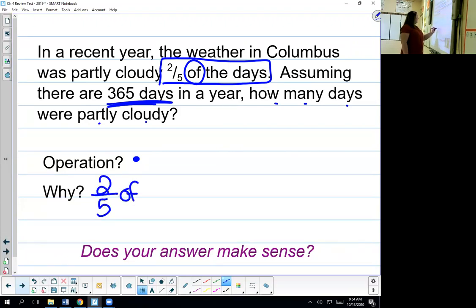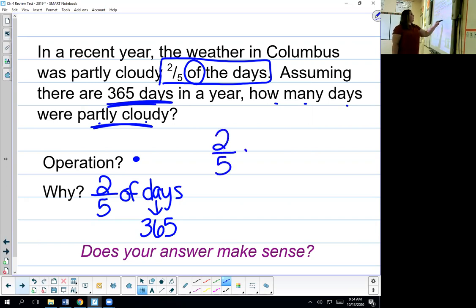So we have 2/5 of how many days there are, 365. We want to know how many days are partly cloudy, so we don't have to do any subtraction or anything crazy. Because remember, I could say how many days were not partly cloudy, and then you would have to do a different step. I would not have to flip anything, so you could do it whichever way you want. If you want to take 365 divided by 5 and multiply by 2, that's fine.